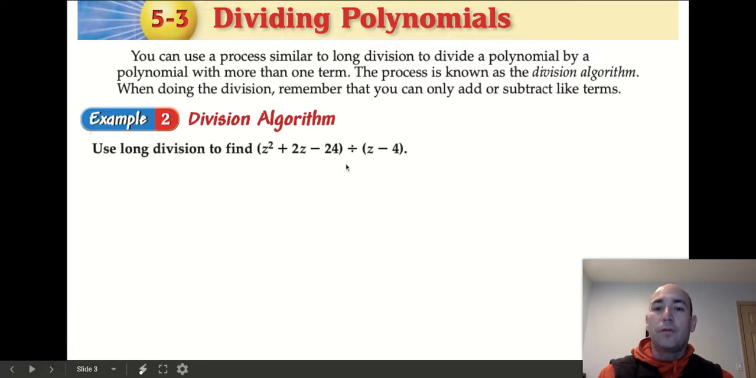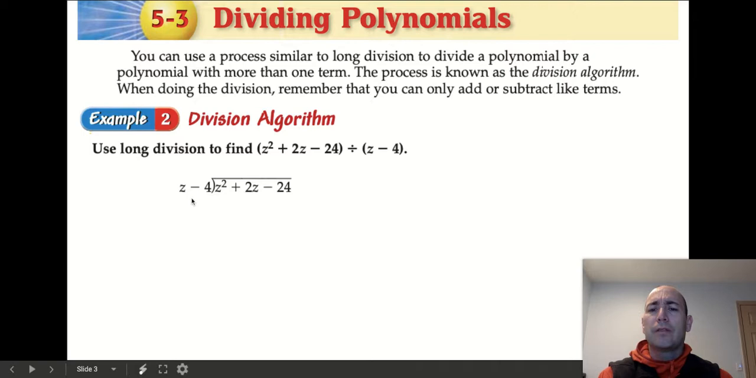If I wanted to use long division to take z squared plus 2z minus 24 and divide it by z minus 4, I have a polynomial with 3 terms divided by a polynomial with 2 terms. If you remember elementary school, we would use the division symbol here. So we have z minus 4 dividing into z squared plus 2z minus 24. It's really similar to what we learned, but now we have some variables and we're using polynomials.